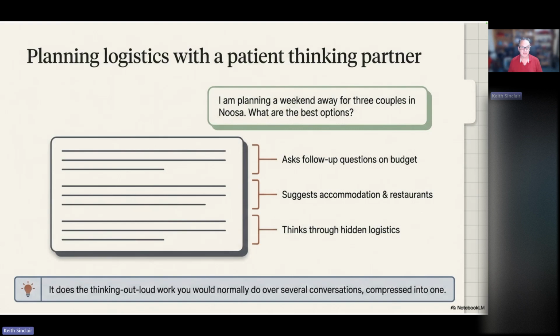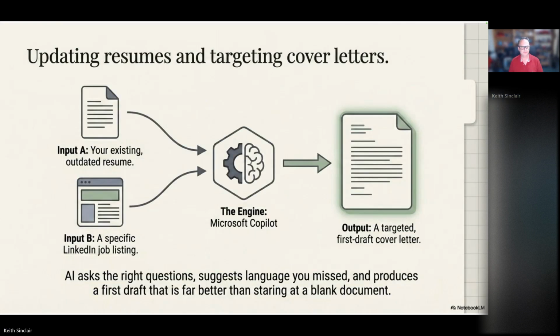Planning logistics without someone who can help you. So for example, I'm planning a weekend away in Noosa for 3 couples. What are the best options? You'll get different results from different AIs, but you're going to get a great result out of this, and things that you may not have thought of. So we'll show you that in a second. It can be very interesting. We might try an alternate AI if we don't get good answers.